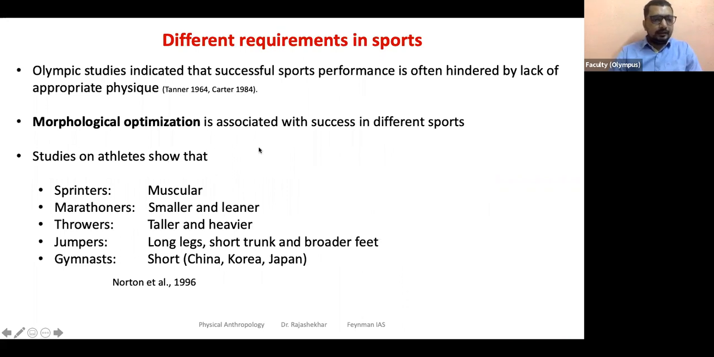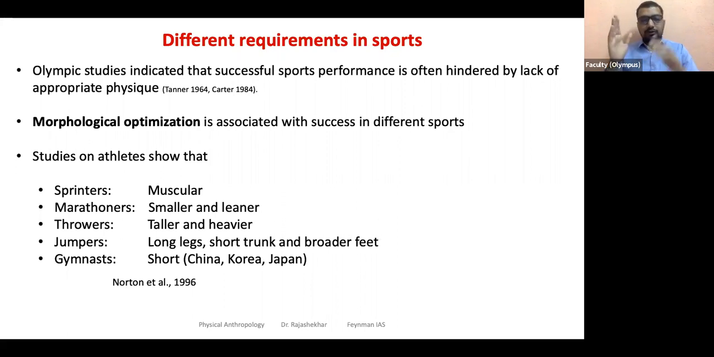So Olympic studies, this is an old study, 1960s and 1980s. Some studies were done where they indicated that successful sports performance is often hindered by lack of an appropriate physique. You can only do so much by training. If their body doesn't support it, of course, you can train a person to be the best, but the same training has been given to another person whose body is better suited to that game. So who would actually outperform?